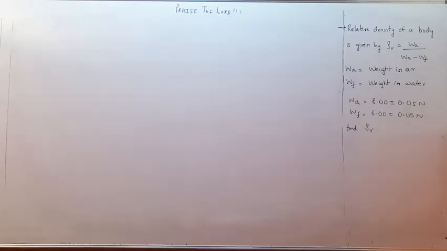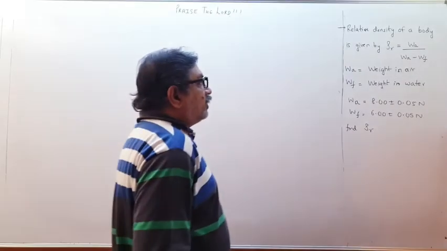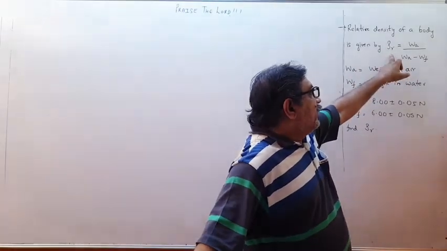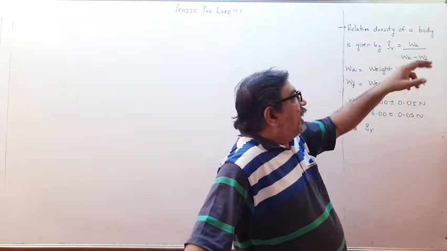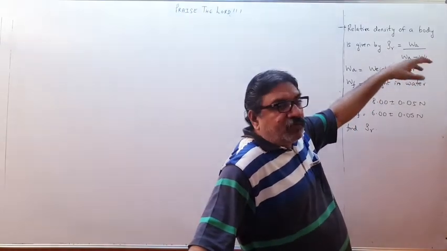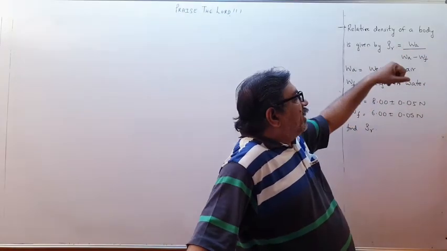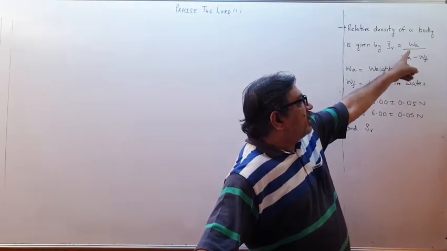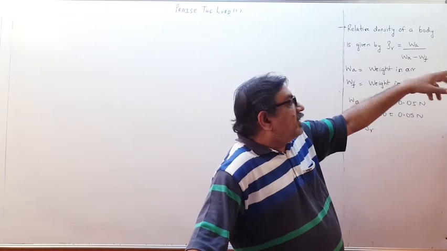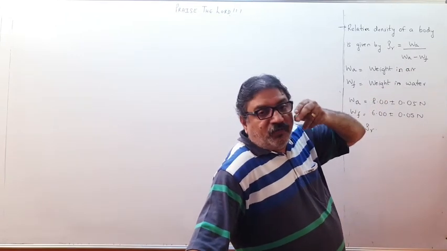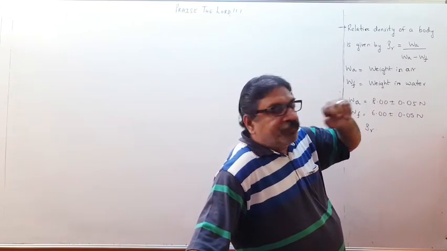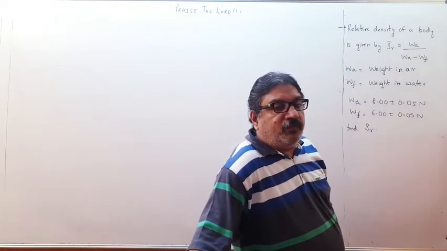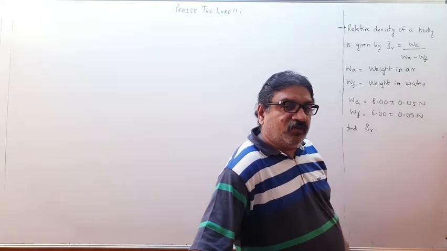So the next sum is there, children. Relative density of a body is given by the formula rho r. This is the rho symbol, Greek alphabet, R-H-O, that is the spelling. Rho r, R for relative. You will see this in fluid mechanics. WA means weight of body in air. WF means weight of body in fluid. Fluid is water, particularly over here.